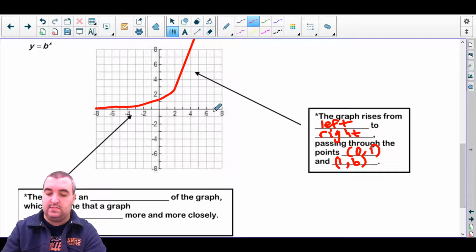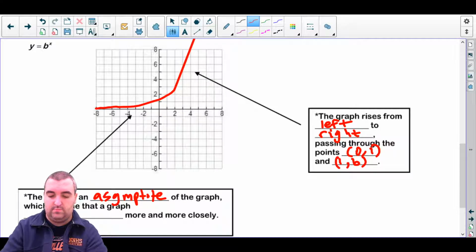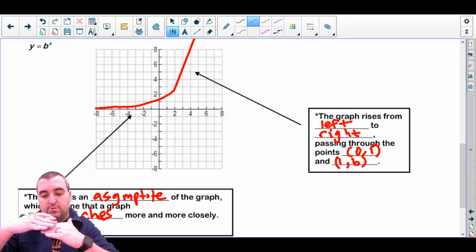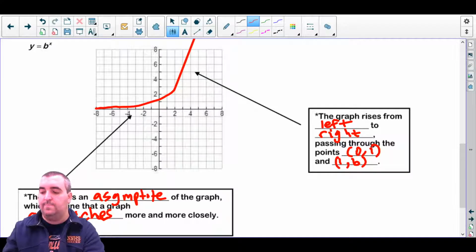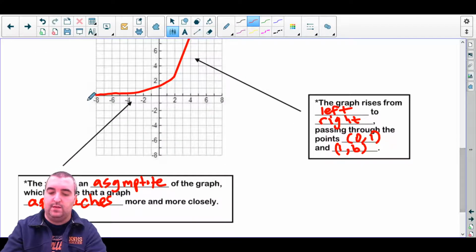Then the x-axis here is what we call an asymptote. I'm going to probably spell it wrong, but that's okay. It's a line that a graph approaches. I'm going to spell approaches wrong too. That's okay. Approaches, there's an E there, more and more closely. So it's going to get closer and closer to it, but actually never touch it. That's what's happening here at the x-axis.